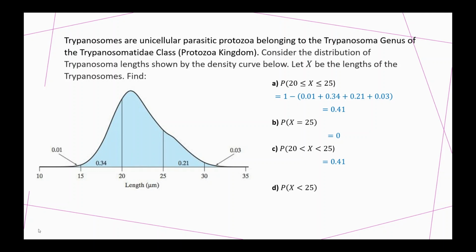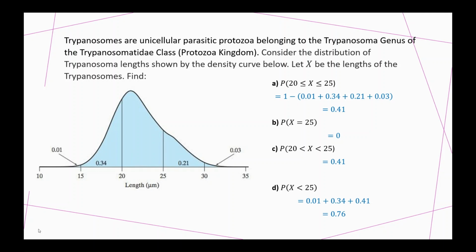And then lastly, what's the probability that x is less than 25? So we just want to add up all the areas that are to the left of 25 micrometers. Okay. So the first one in between 20 and 25, we just found that that was 0.41. And then the area from 15 to 20 is 0.34. And then the area from 15 and below is 0.01. So I just need to add those together. Let me do that. There we go.